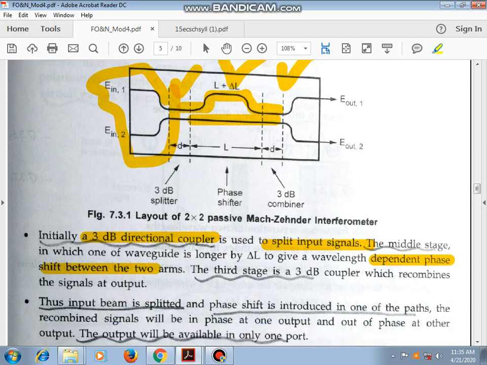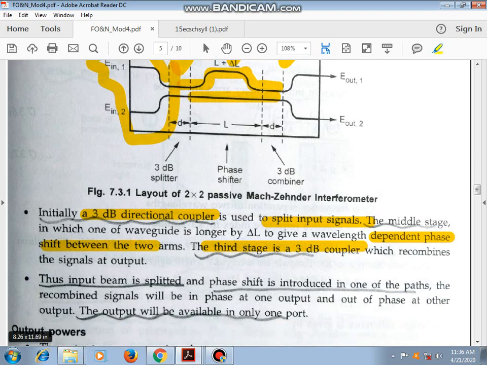The third stage is the 3 dB coupler. This third stage is the 3 dB coupler which combines the signals at the output. It will combine the signals at the output and you can get the output from any one of the output ports, from this port or from this port.